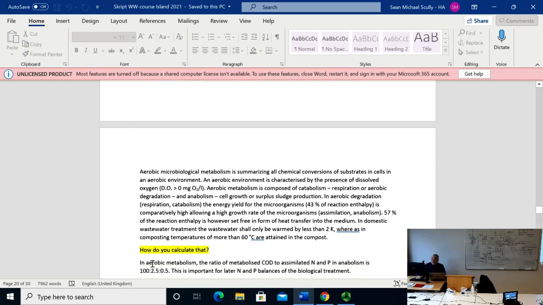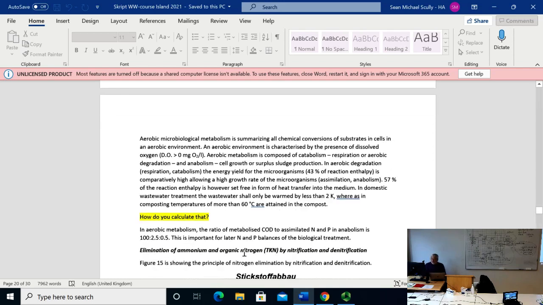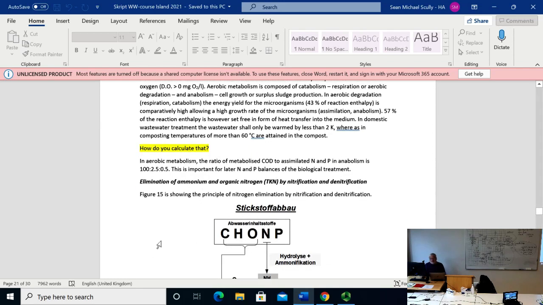Okay, now for the students, how do you calculate that? Because if you look at the anaerobic degradation, you can calculate very fine how much methane you could get. And the aerobic degradation is nothing but anaerobic degradation and incineration of the methane. And then you've got to exercise that.